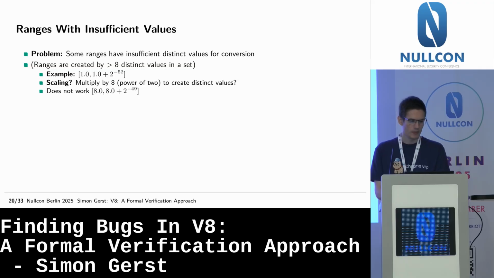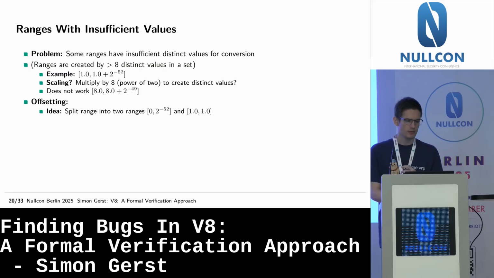What are we doing? One idea would be to scale the whole range, so it becomes 8 to 8 plus 2 to the power of -49. But this does not work because, due to how floating points work, there is still no distinct value between the lower bound of the range and the upper bound of the range. But what we can do is split our range into 2 ranges: one range which is 1, and one range which is 2.